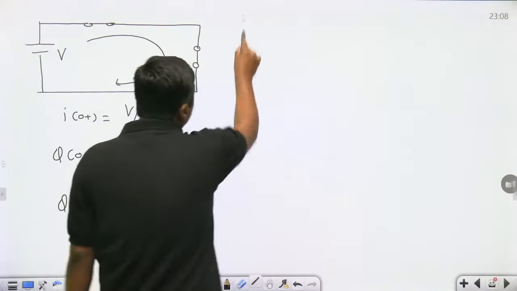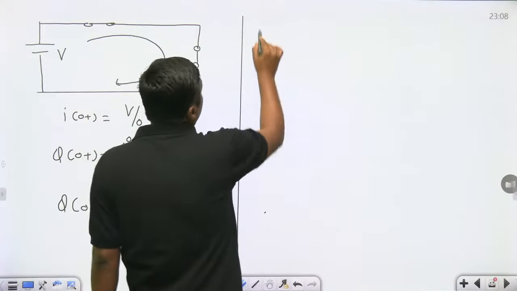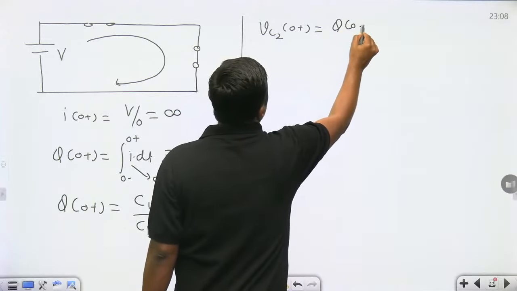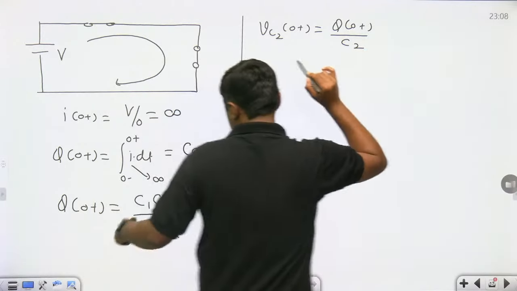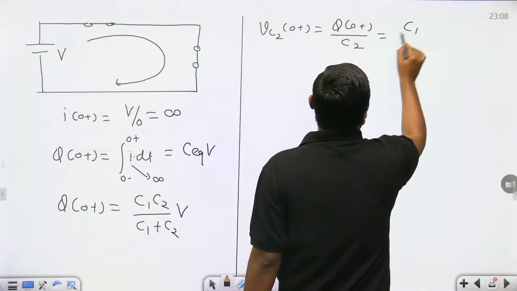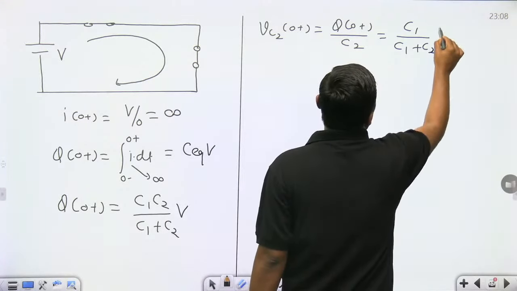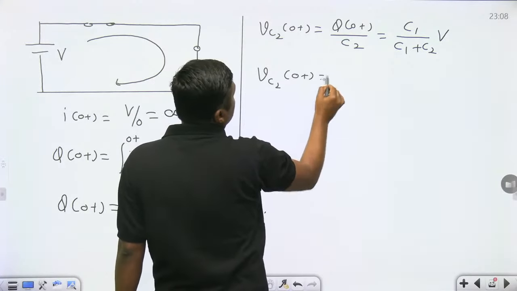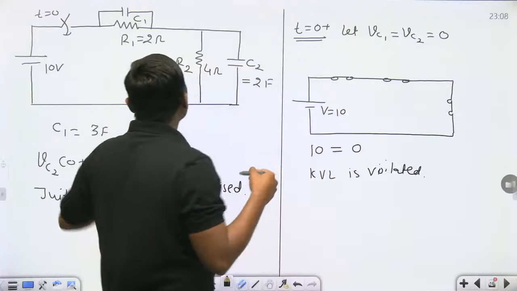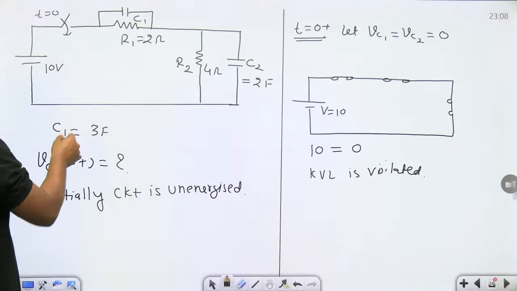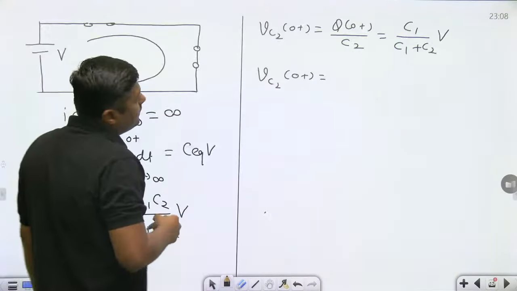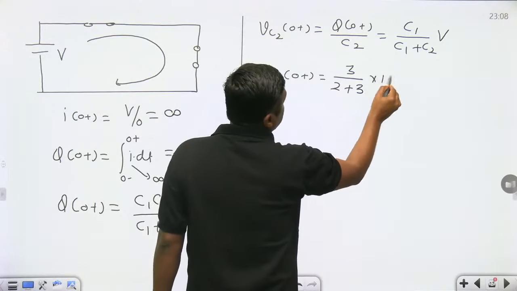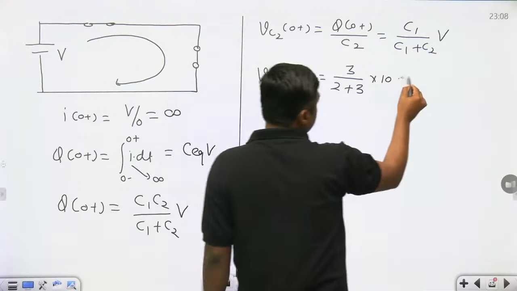What is the voltage across the second capacitor? VC2 at 0 plus is equal to Q at 0 plus upon C2. Simply when it is divided, the answer will become C1 upon C1 plus C2 into V. What is the answer? Let C1 be 3 farad and C2 be 2 farad, into 10. So this will become 6 volt.